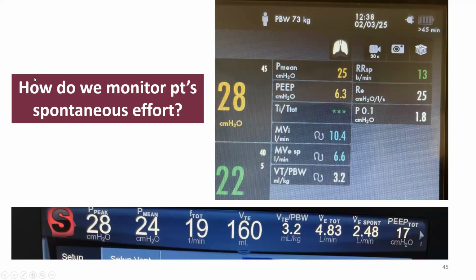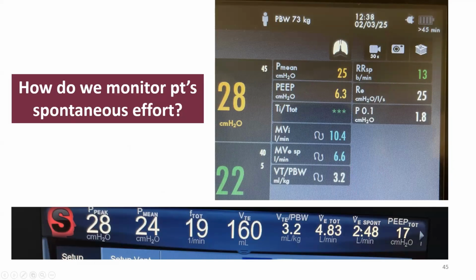So this was a slide I talked about. Can we monitor spontaneous effort? And the answer is yes. Right here on the Servo, on the windows on the right side, if you open up the window, this would be the total minute ventilation right here. And then exhaled spontaneous. So you can see that the patient's doing 6.6 of the 10.4 total liters right there.